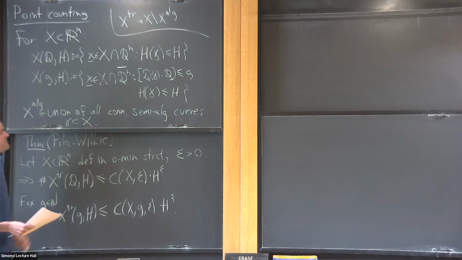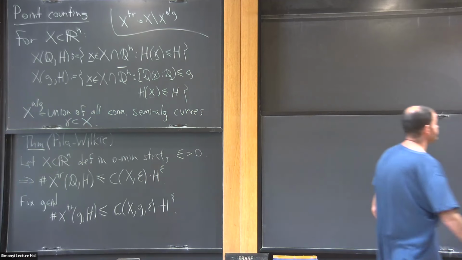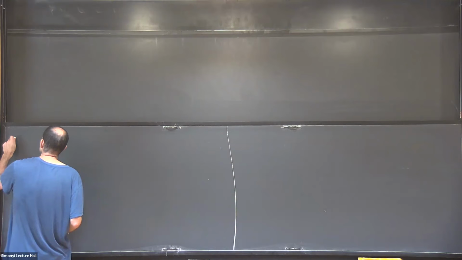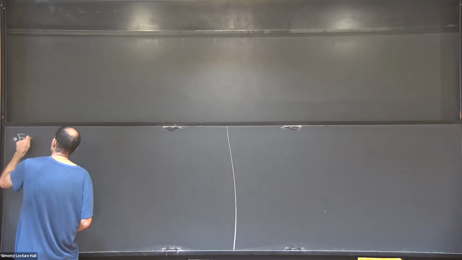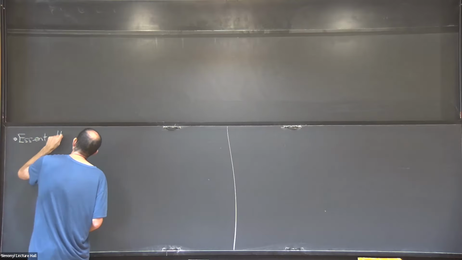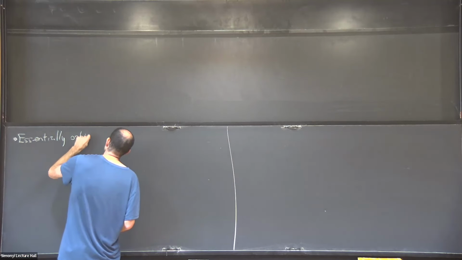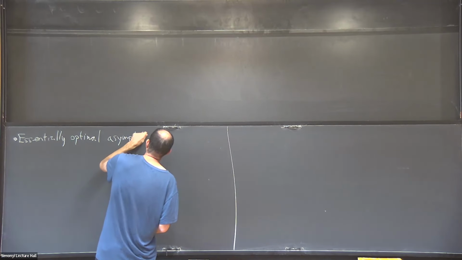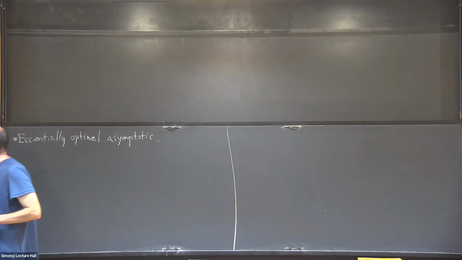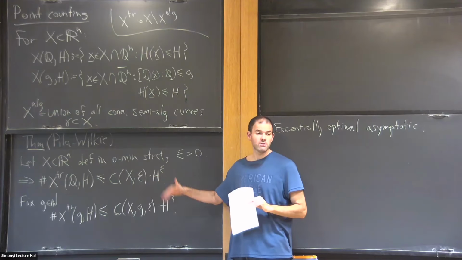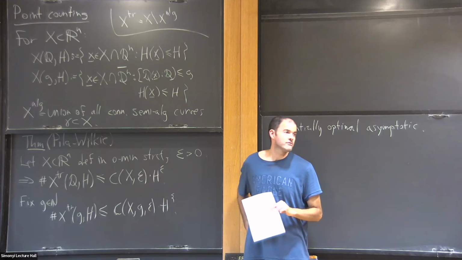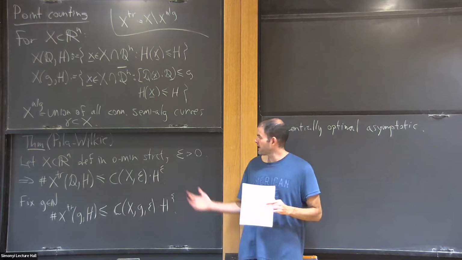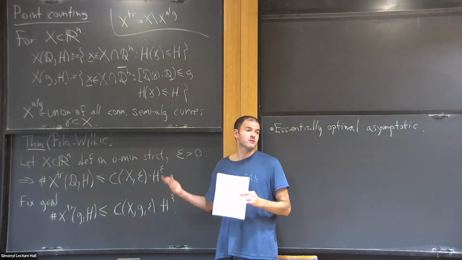Okay, so a few comments about this theorem. First thing I wanted to mention is that this is essentially optimal asymptotically. If you pick some sequence that grows strictly slower than H to the epsilon for any epsilon, then you can find, for instance, analytic functions on whose graph you will have this many rational points. So you cannot hope to improve this H to the epsilon to something better in general.